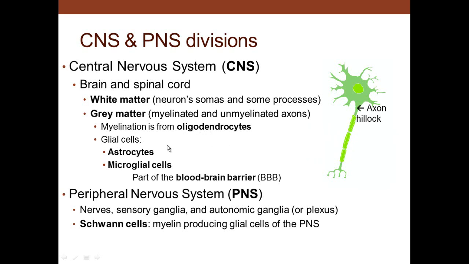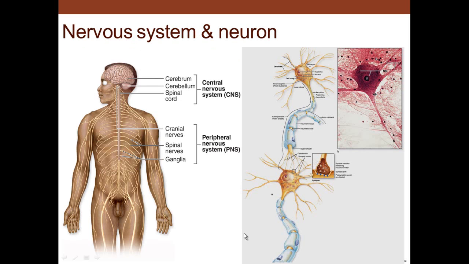Also, there are support cells, astrocytes and microglia. The microglia is part of the blood-brain barrier. And then in the peripheral nervous system, you have nerves, sensory ganglia, autonomic ganglia, the plexus, and Schwann cells. The Schwann cells are the support cells, the myelin-producing glial cells of the peripheral nervous system.